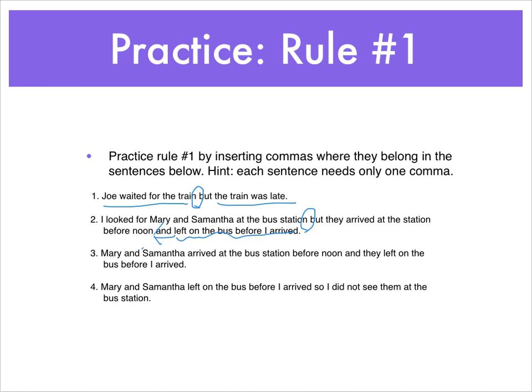All right, then in number 3, Mary and Samantha arrived at the bus station before noon, and they left on the bus before I arrived. So the comma would go before the and. Then lastly, Mary and Samantha left on the bus before I arrived, comma, so I did not see them at the bus station. So in each of these, we need commas right before the conjunction. And that's it.